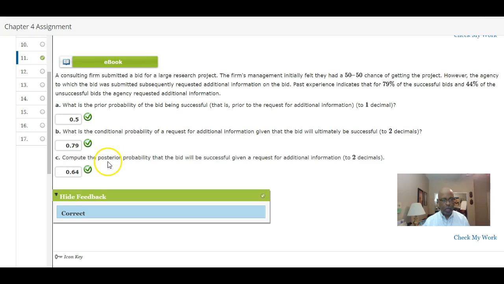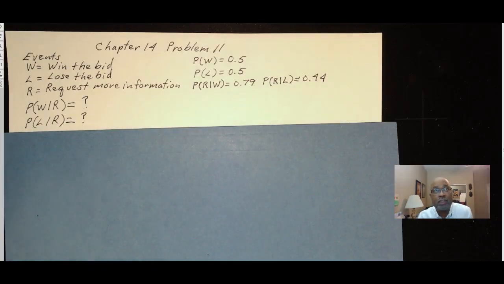And ultimately, you have to compute what's called a posterior probability. And this is the probability that results from having that additional information. So I'm going to pause here and shift to the actual setup of the problem. Okay, so as I said, I'm going to set this up manually before we do anything on Excel.